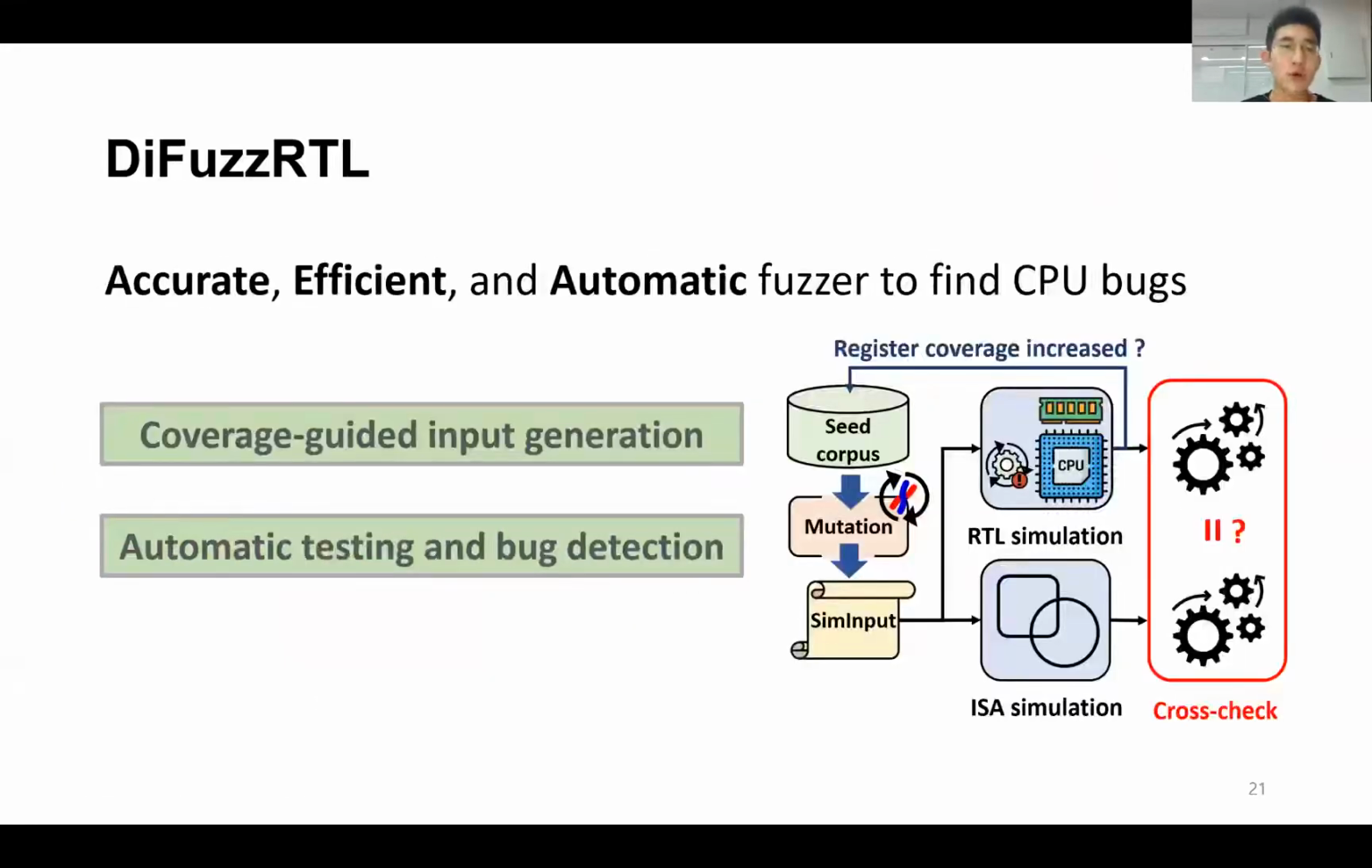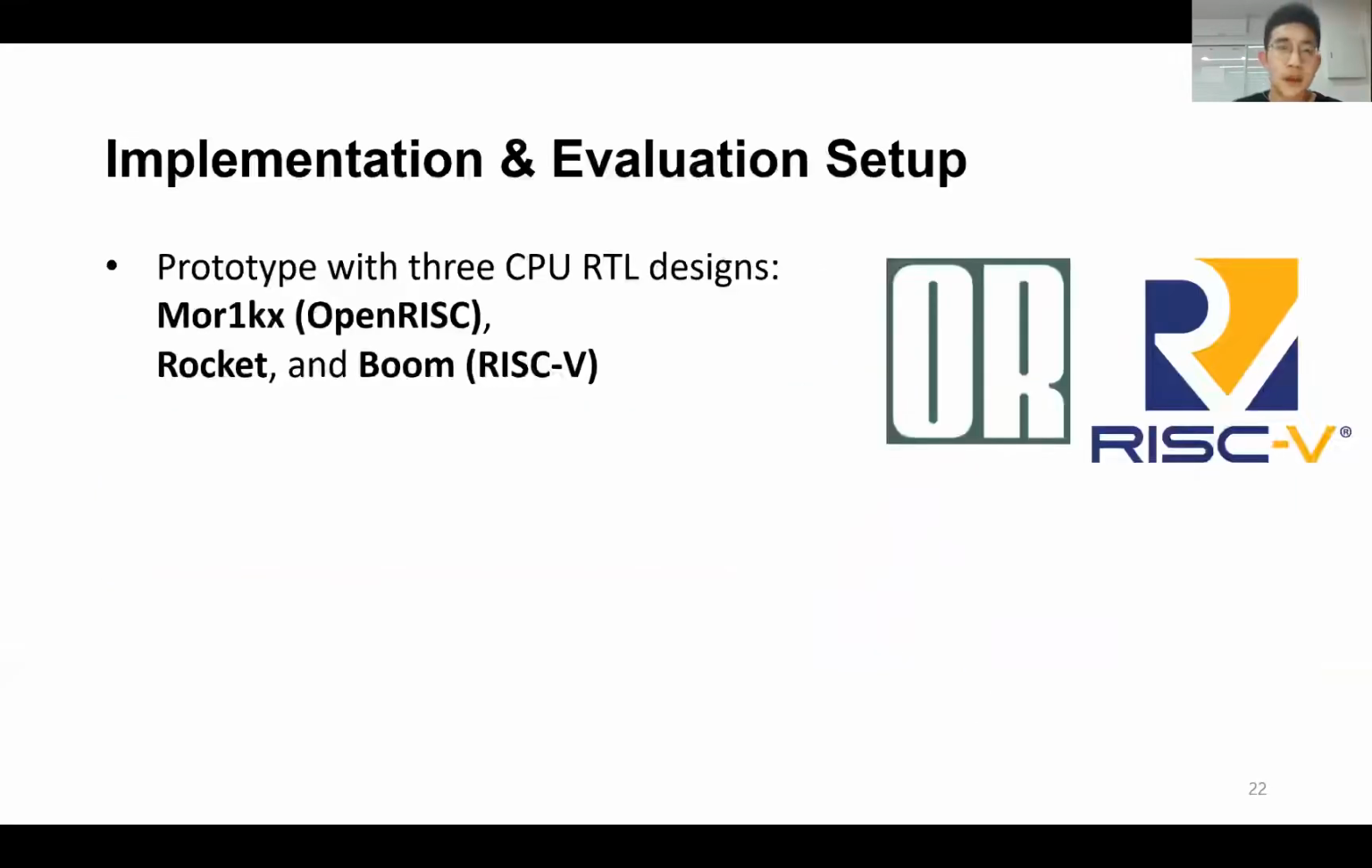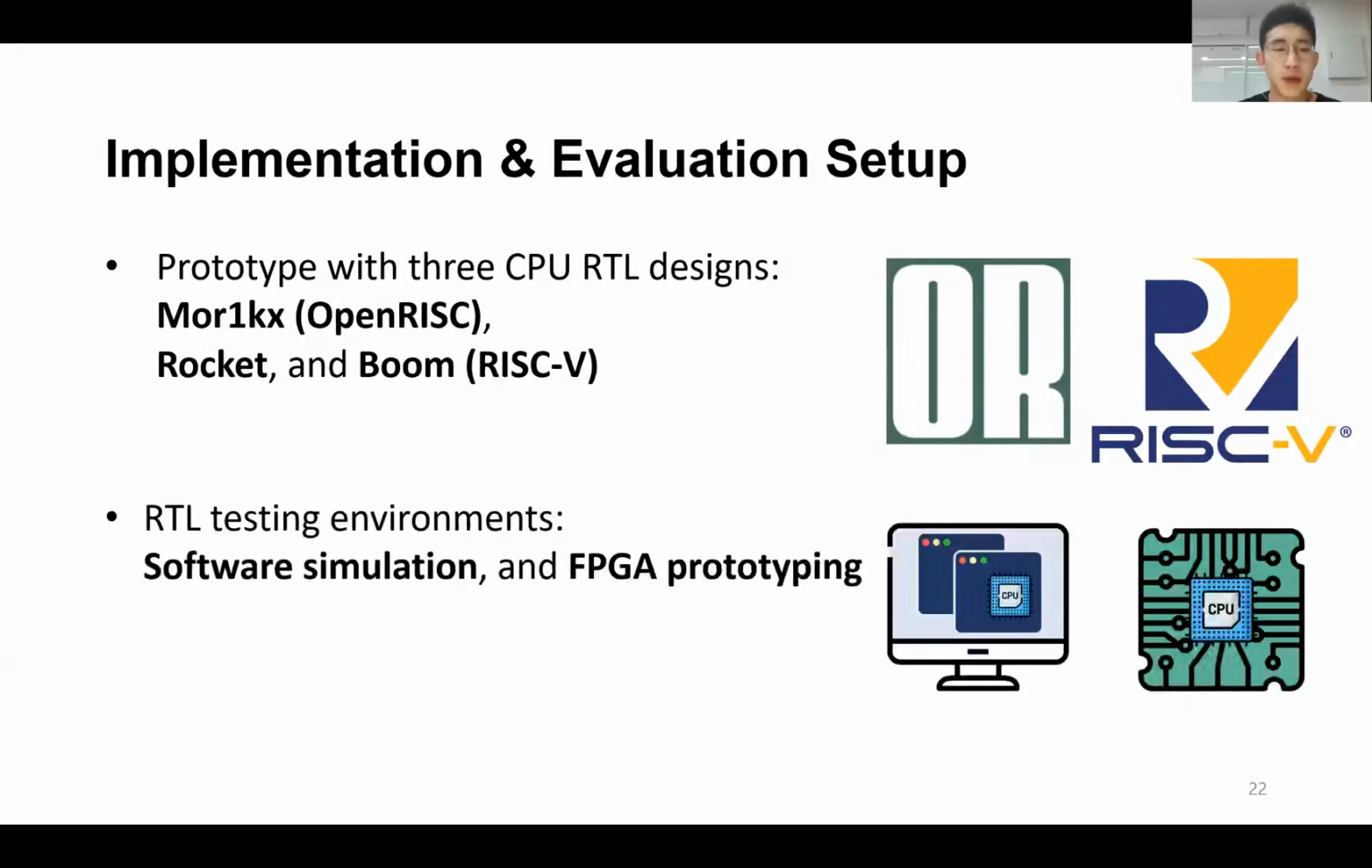To summarize our work, we introduced DIFUZZRTL, which is an accurate, efficient, and automatic fuzzer to find CPU bugs. DIFUZZRTL includes register coverage guided input generation, and it automatically tests the CPUs and detects the bugs. We implemented the prototype of DIFUZZRTL with 3 real-world open-source CPUs: Mor1kx from OpenRISC, and Rocket and BOOM from RISC-V. And DIFUZZRTL supports 2 RTL testing environments, software simulation and FPGA prototyping.